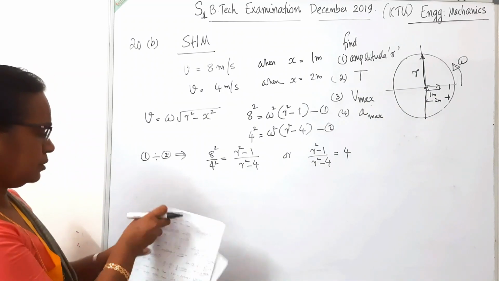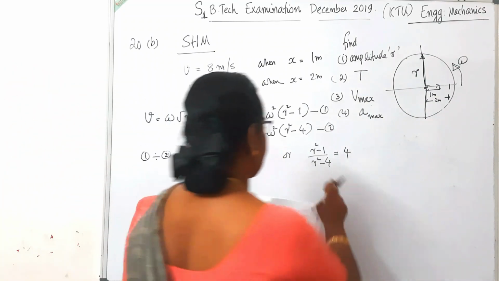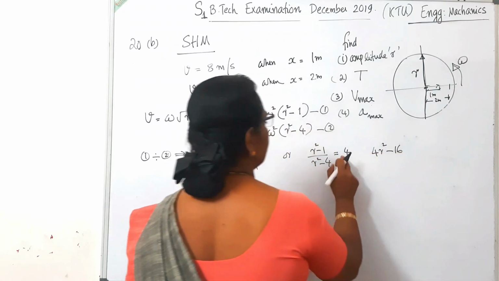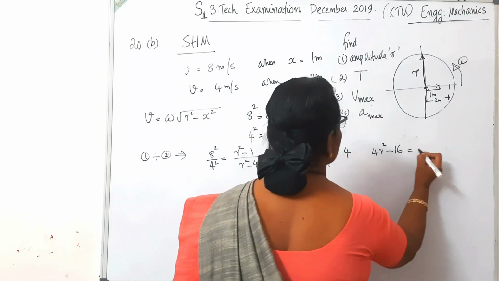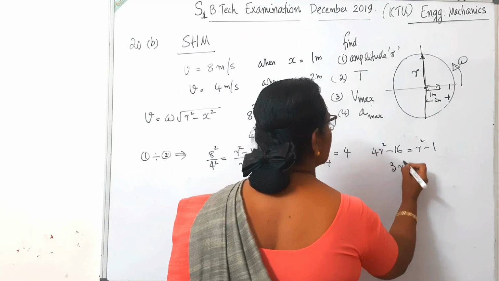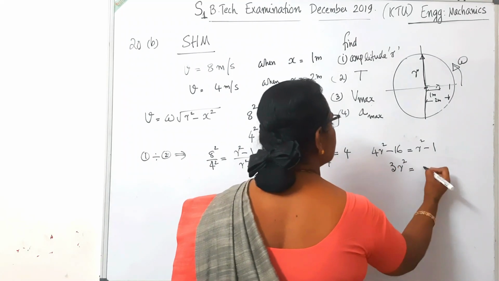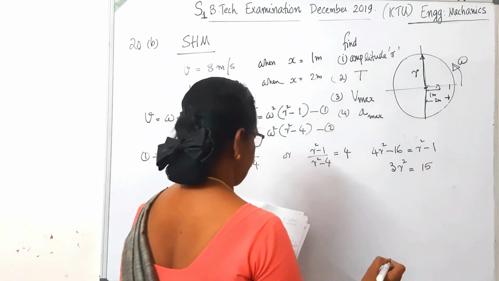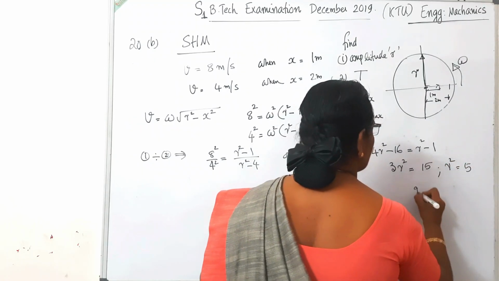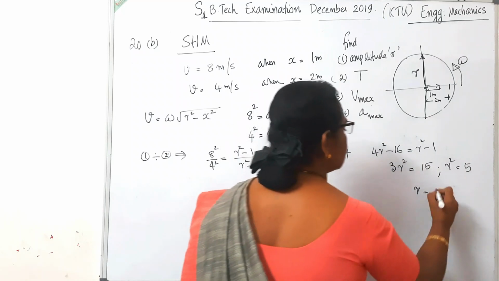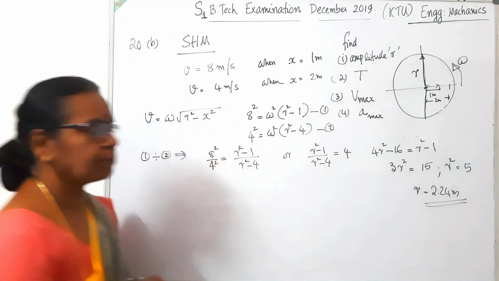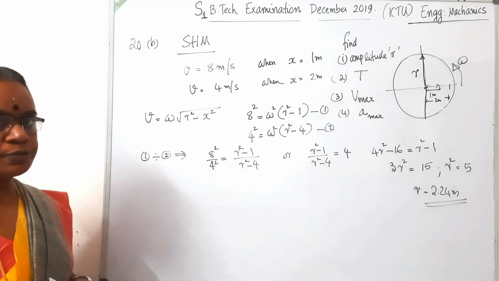Then solve it. We get 4r square minus 16 is equal to r square minus 1, or 3r square is equal to 15. R square is equal to 5, or r is equal to root 5, 2.24 meter. So we have got the amplitude, 2.24 meter.